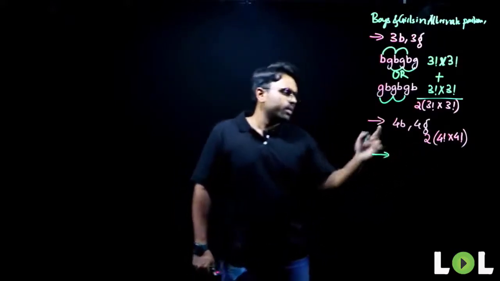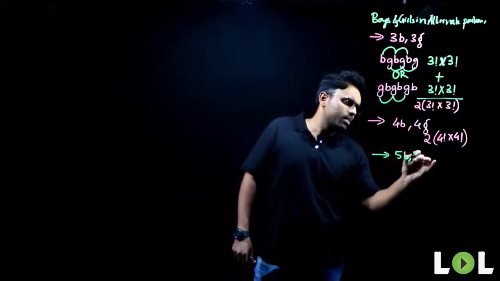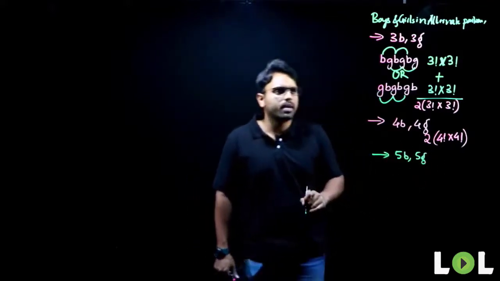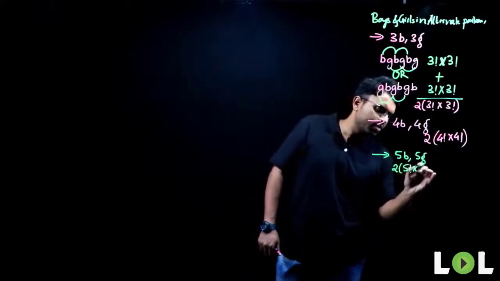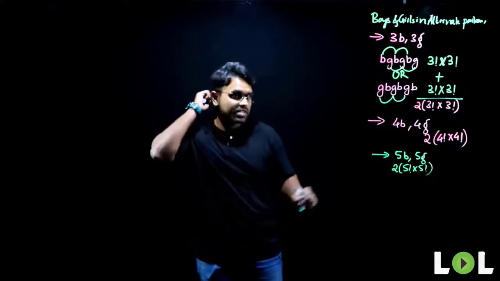Now, if there are 5 boys and 5 girls, answer me quickly. 5 boys and 5 girls. What will be our answer? Alternate position. 2 times 5 factorial into 5 factorial. Many interesting questions are coming now.